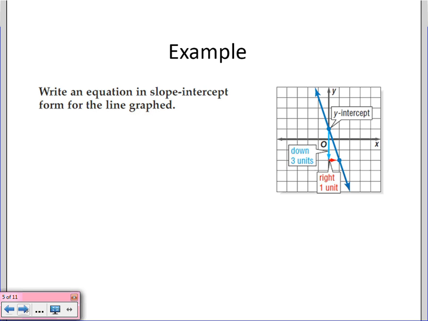Okay, now we're also given a graph, and we want to write in slope-intercept form for the line graphed. Now, what two things do we need in order to write a slope-intercept form? Well, we need an m, and we need a b. And if it's not given to us, we have to find it. So first of all, we know how to find our slope. We find a point on the graph, and we go rise over run. So we're rising down 3, which is -3, and we're running to the right 1. So our slope is -3 over 1, which is just -3.